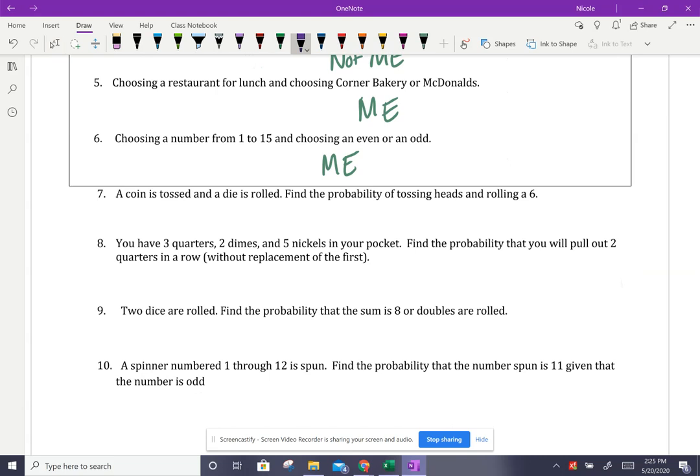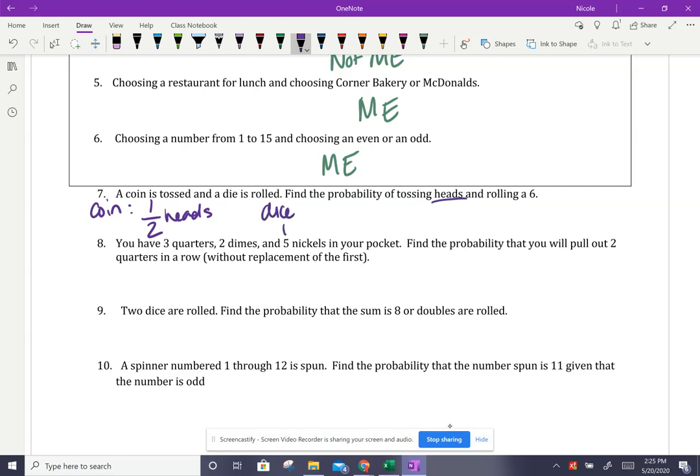All right, number 7 says you're going to find the probability of tossing a coin and rolling a die, finding the probability of tossing a heads and rolling a 6. So for the coin, the probability of tossing heads is 1/2. There's only 2 outcomes on a coin. So the probability of heads is 1/2.